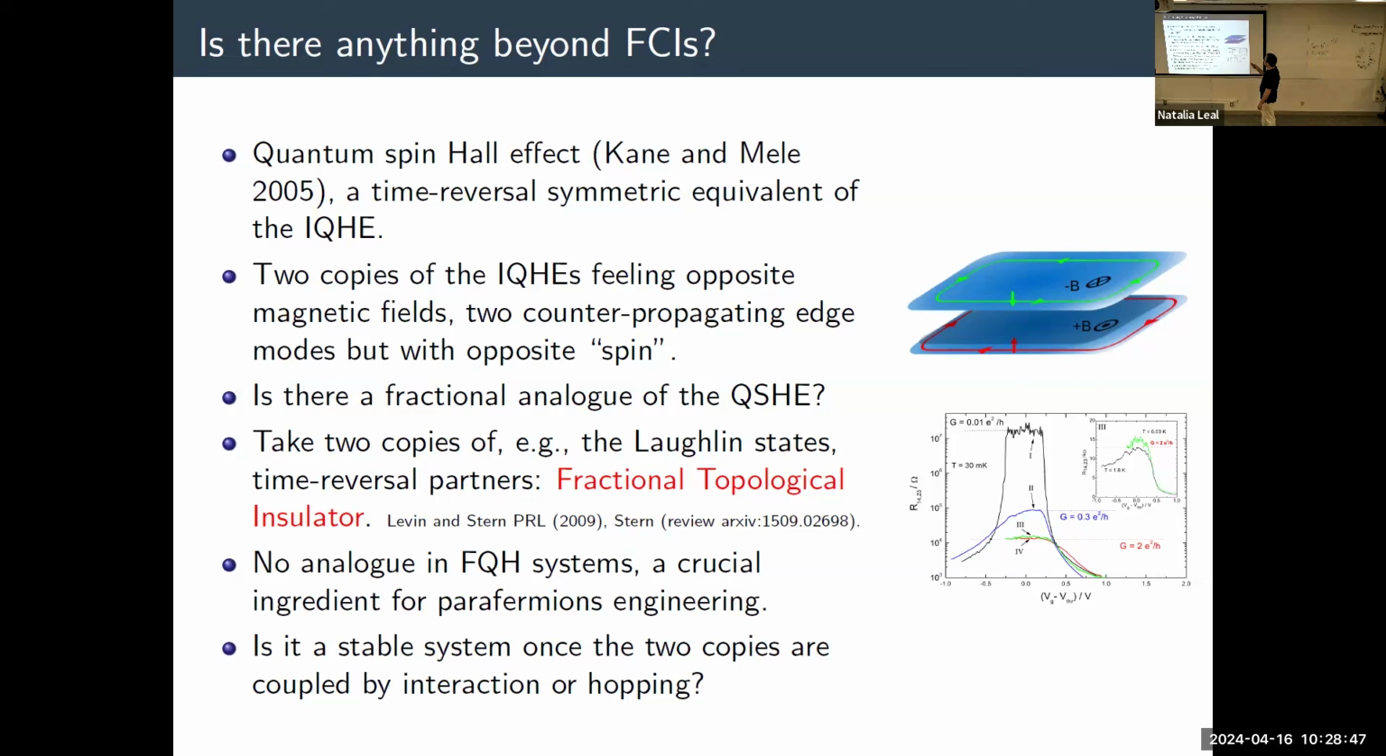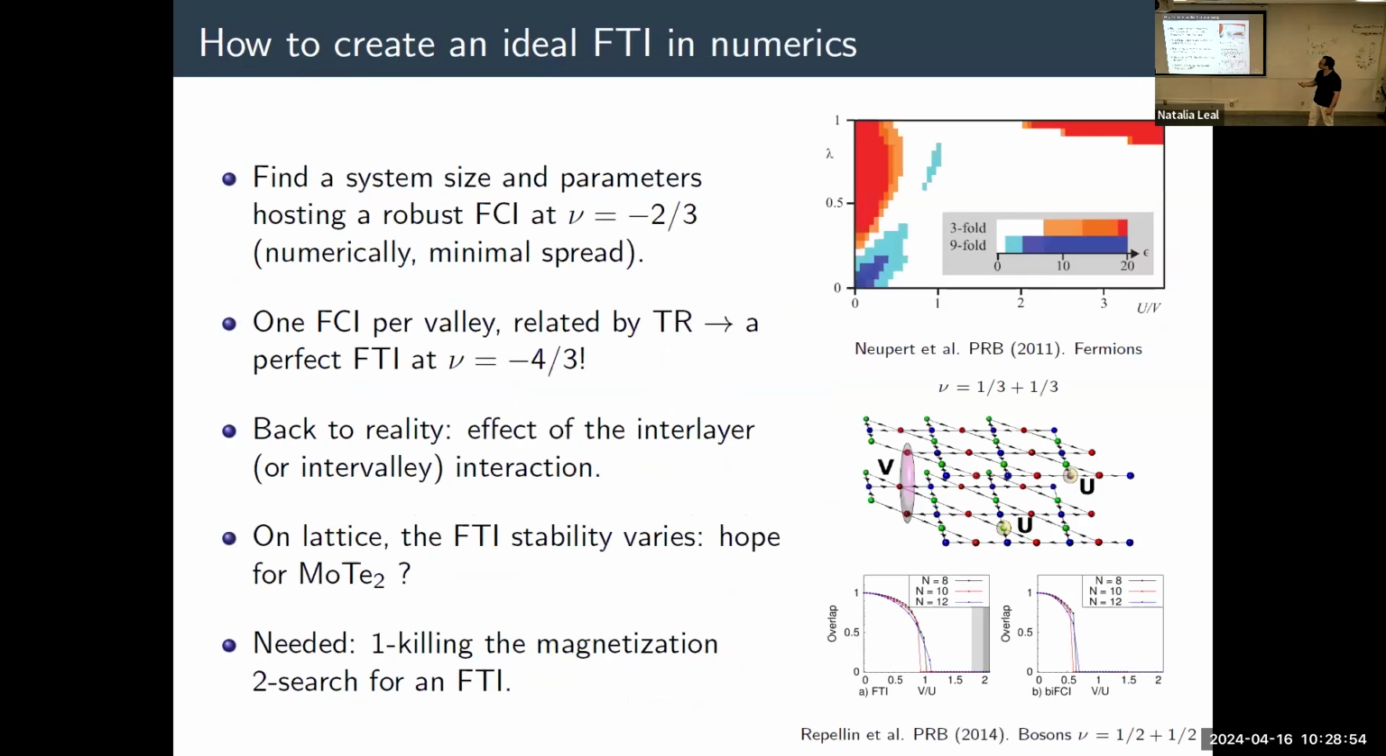So can we, if you take now fractional states and we start coupling them, can we get an FTI? People have looked at that in toy models, and you can basically imagine that you take two states at minus 2 thirds, similar to the one that I showed you numerically, one per valley, and see if the system is stable if you now have interaction between the two valleys. And at least in toy models, the interaction between the two valleys, or if you take a bilayer model with the two layers, has a tendency to destroy or to destabilize your FTI phase.